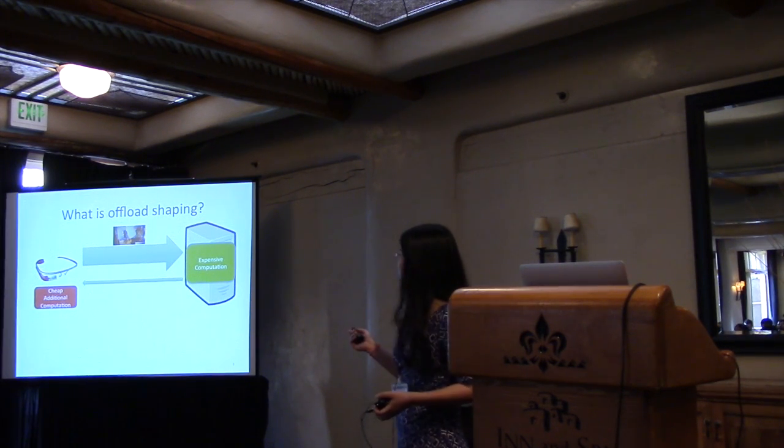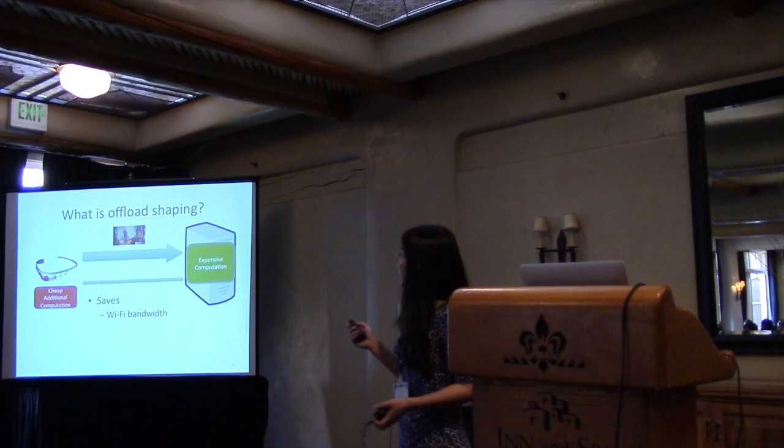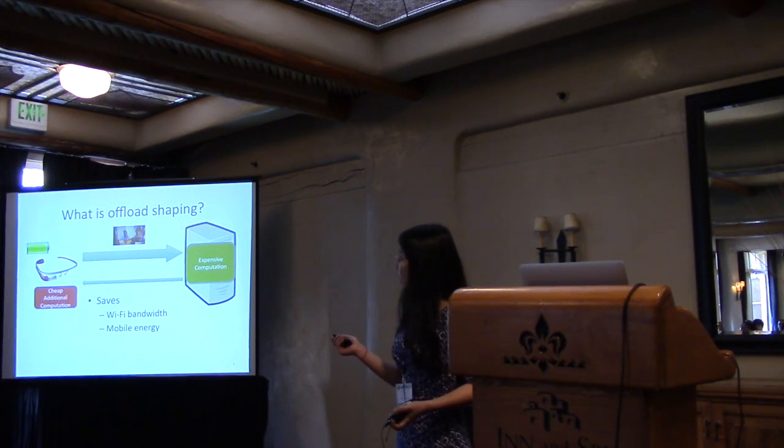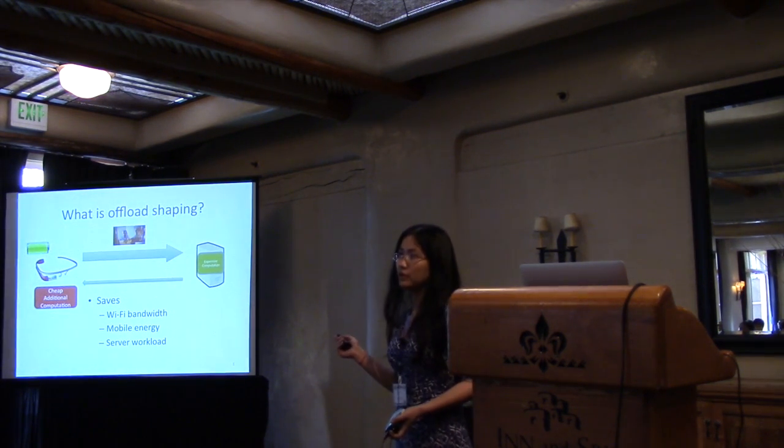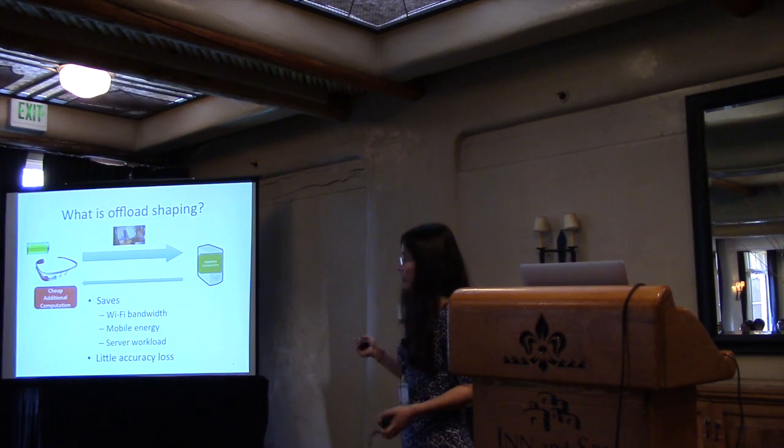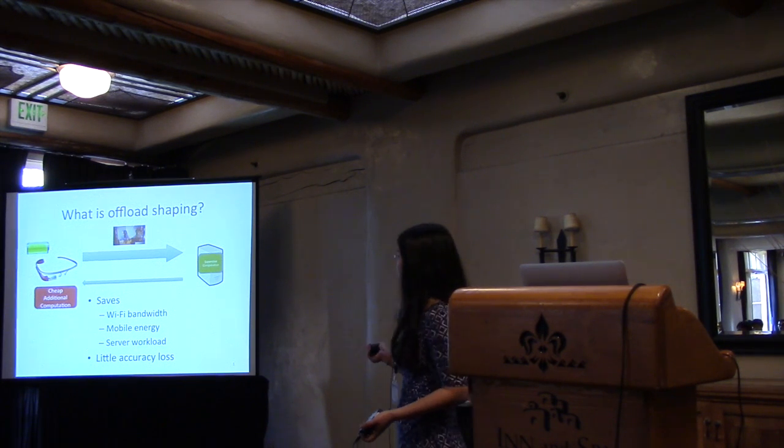There are several potential benefits. First of all, as we're discarding some data early on the mobile device without sending it over the network, we save Wi-Fi bandwidth. Also, as the mobile device is transmitting less data, we may save mobile energy too. Also, the server is doing less work. And all these benefits come at the cost of little accuracy loss. So this is what we call offload shaping.